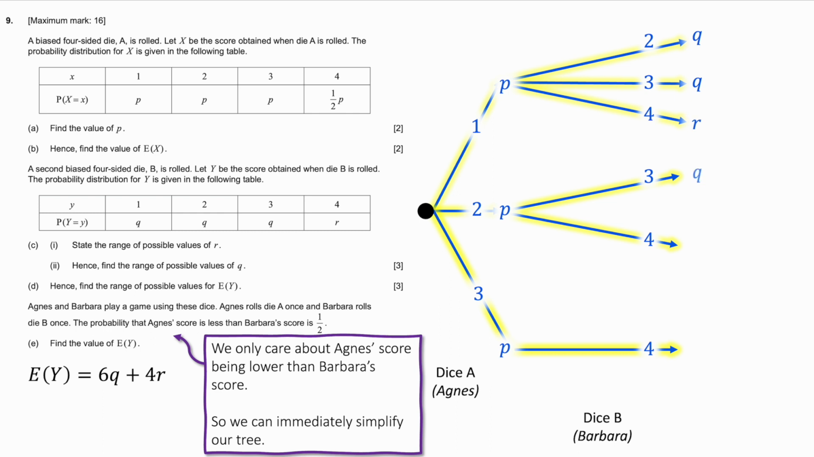And the probabilities of scoring a 1, a 2, or a 3 for Agnes is P, P, or P from the table. And for Barbara, she's got a probability of Q, Q, and R. So when it's a 4, it is R. When it's any other number, it's not a 4. And we're going to multiply to go across the branches like this.